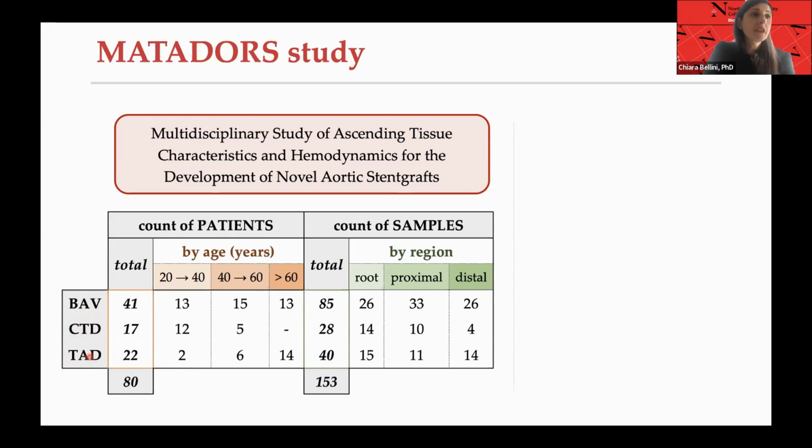To account for expected changes in mechanical properties with aging, we identified 3 age groups, with the first group including patients between 20 and 40 years old, the second between 40 and 60, and the third beyond 60.